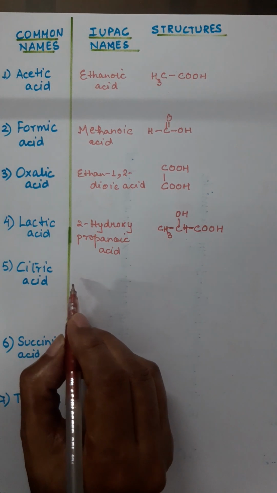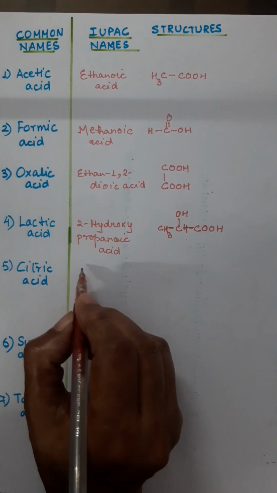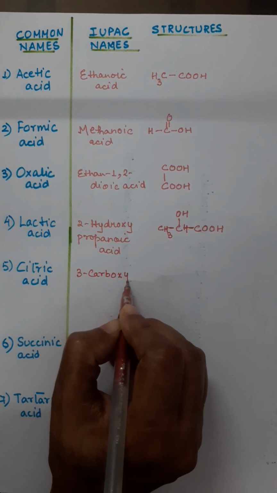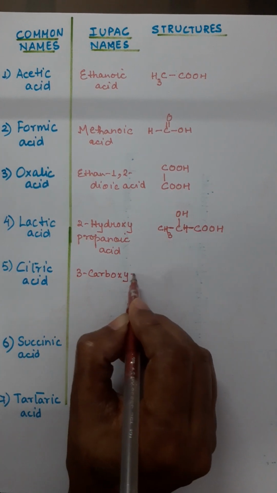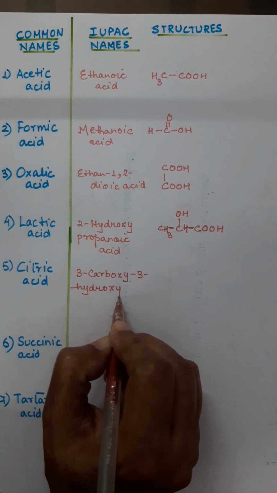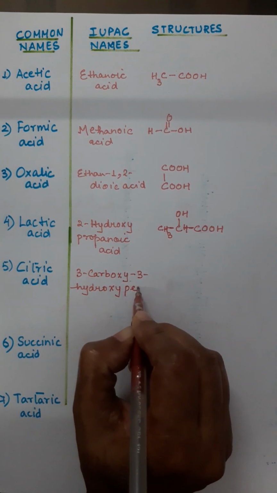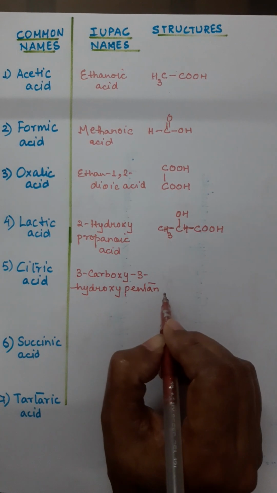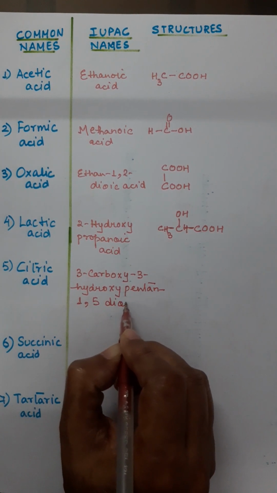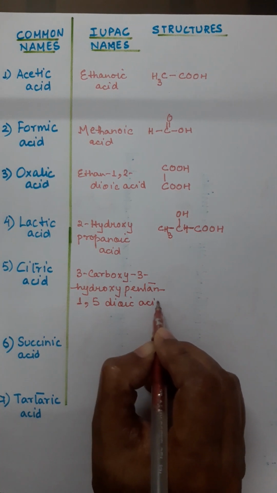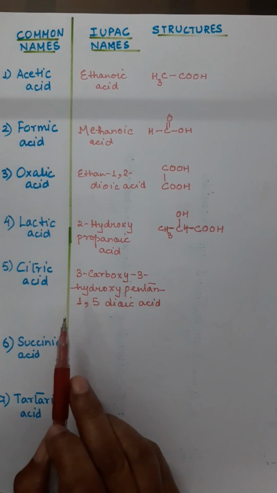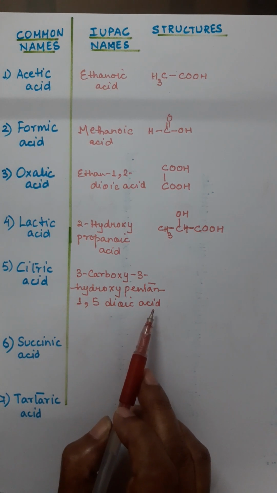The next one is citric acid. Now what is citric acid? 3-carboxy, 3-hydroxy, pentan, 1, 5 dioic acid. I repeat, 3-carboxy, 3-hydroxy, pentan, 1, 5 dioic acid.